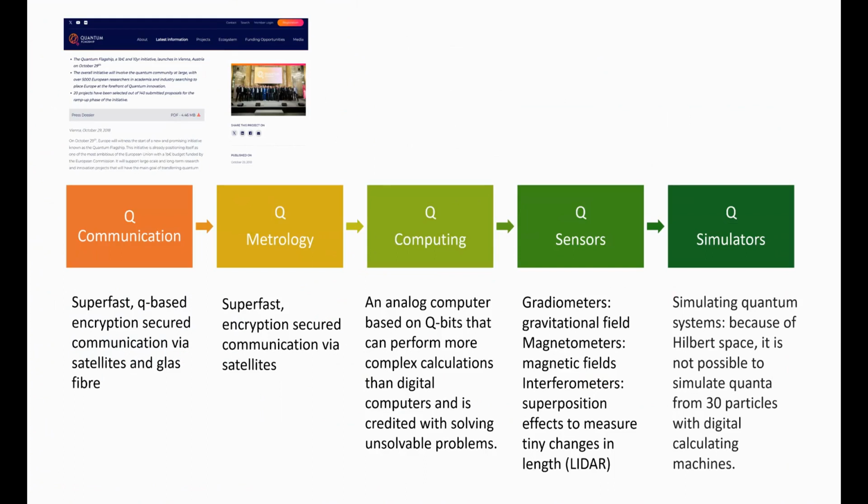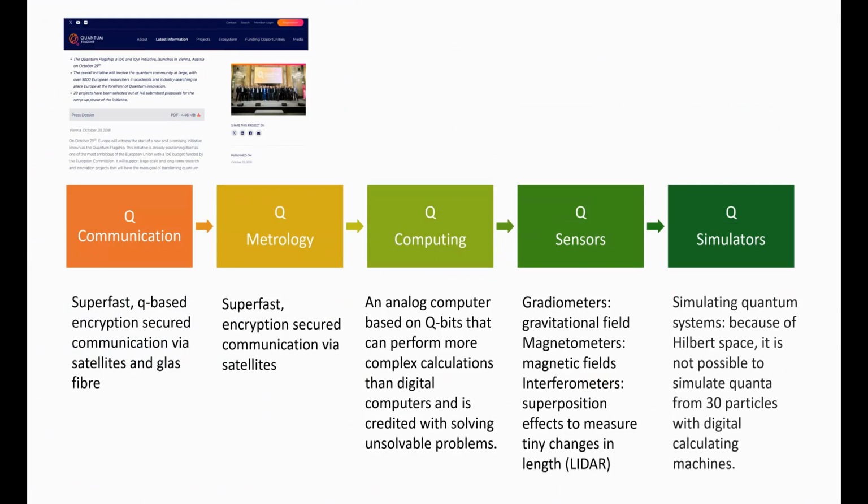So we will have the super fast and totally secured communication via satellites or glass fibers. We will have the super fast encryption secured communication. We will have a super fast computer based on qubits, and they will perform those super complex calculations. That means we will really look into nature and change nature from its start, from the quantum. And we will solve all the problems that we could not solve before.